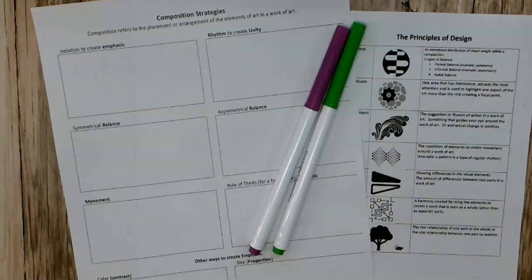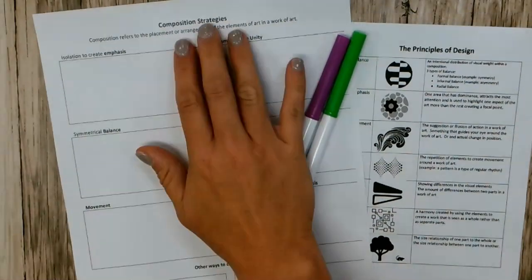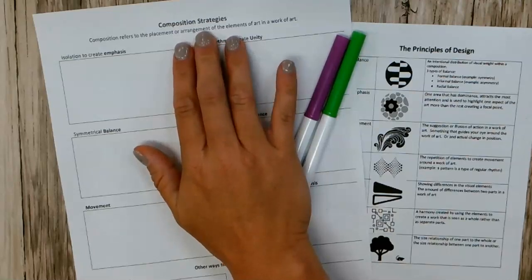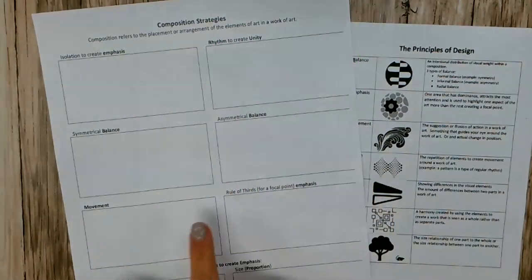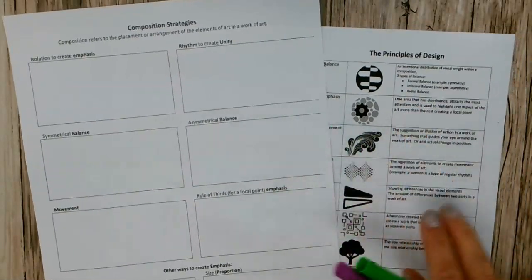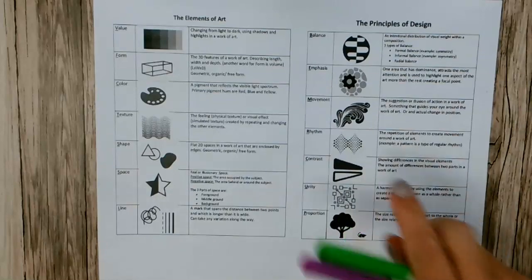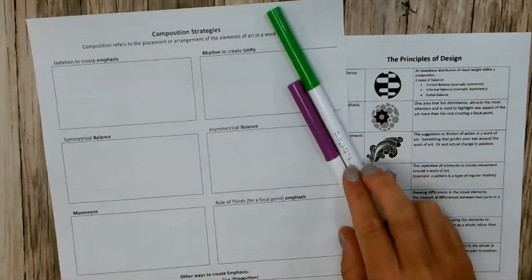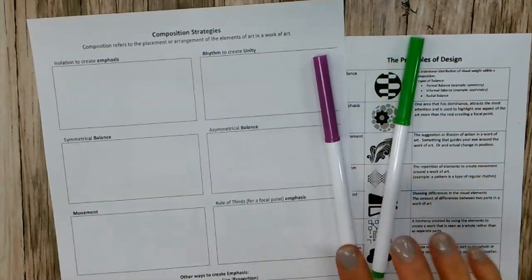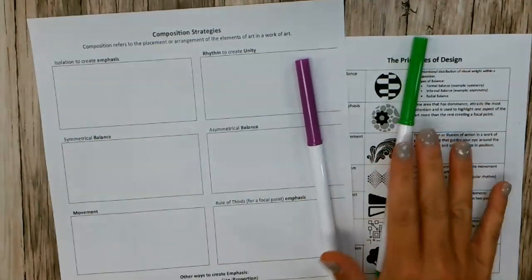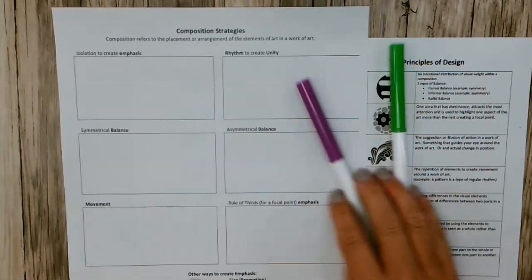Hi guys, so in today's video we're going to talk about composition strategies and you're going to need this worksheet here, which should be in your journal and in my class, and this worksheet here, which should also be in your journal. And you're going to need two colors of markers or crayons or colored pencils. You could do paint, two different colors. All right, so let's get started.